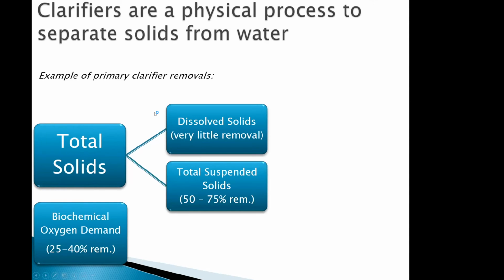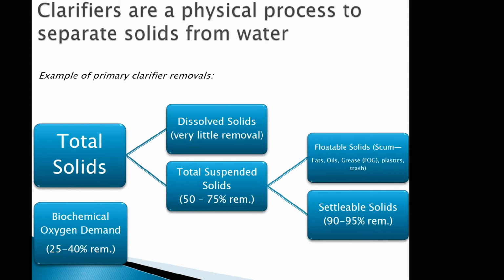The other element of solids is suspended solids. So total suspended solids is really the bread and butter of the primary clarifier process. We're going to remove between 50 and 75% of the TSS, the total suspended solids, in the wastewater. Now, TSS can be categorized into a couple of different subcategories, and I kind of simplify this as things that sink and things that float. So floatable solids, what we call scum, are things like fats, oils, and grease, certain kinds of plastic materials or trash debris. Those materials, if you put them in a big open tank, are going to tend to rise to the surface, and we can scrape those off the top.